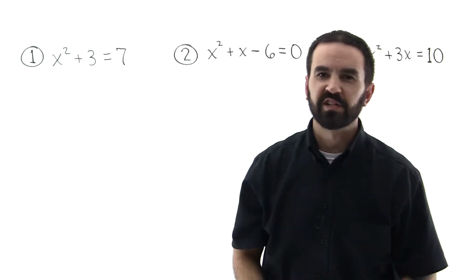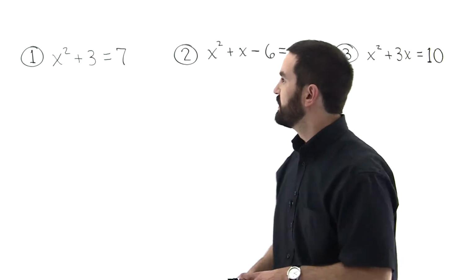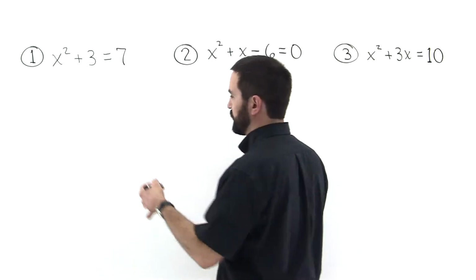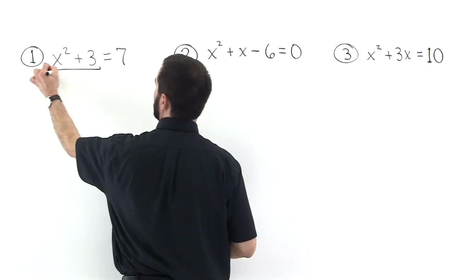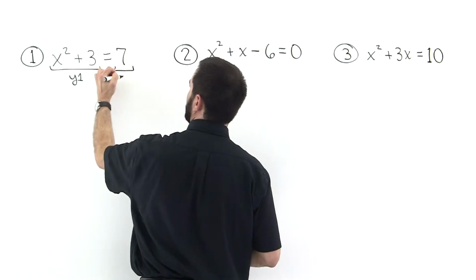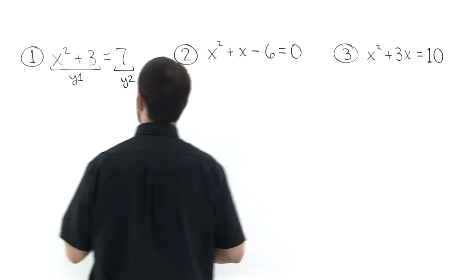This is solving equations by graphing, so we're going to use our calculators to solve some equations. Let's take a look at number 1. x squared plus 3 is equal to 7. First you take out your graphing calculator and you let this be equal to y1. And then you let this equal y2. Right?